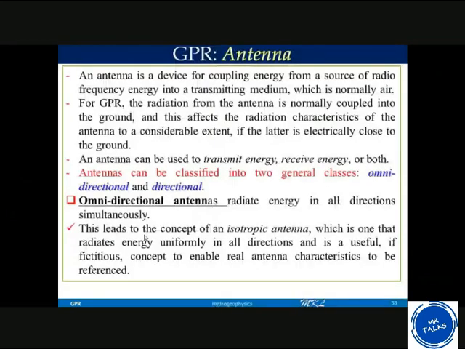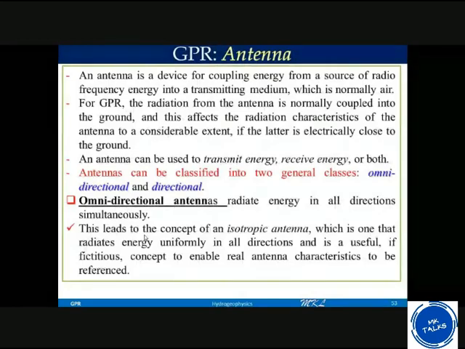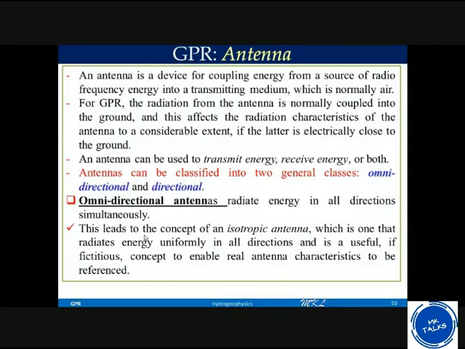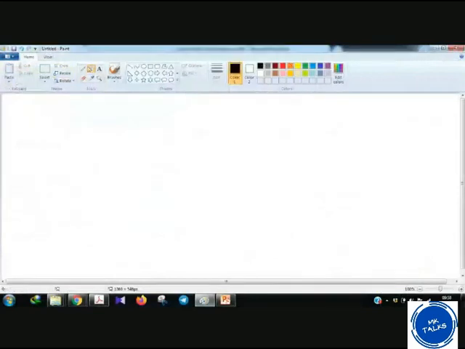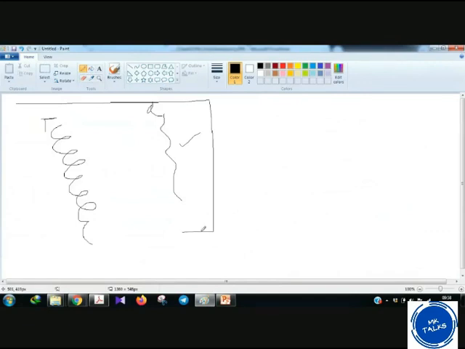Now let's talk about antenna. Antenna generally transmits energy and it can receive energy. The one which transmits energy is called the transmitter, and the one which receives energy is called the receiver. An antenna can be classified into two general classes, omnidirectional and directional. What do you mean by omnidirectional? Omnidirectional means it radiates in all directions. So there is a coil like this, a solenoid, just like an EM coil. This is the transmitter coil, and there will be the receiver electronics in between in a monostatic system. In the bistatic system, transmitter and receiver are separate.